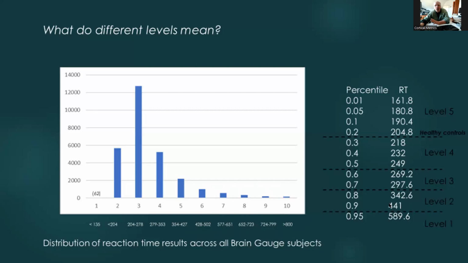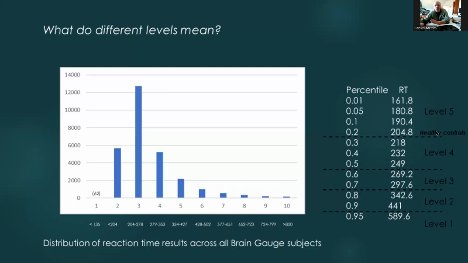Level two is going to be in this range. Level three is in this range. Level four is in this range. And again, healthy controls around 200 milliseconds or so are in all of these ranges. That's going to be level five.